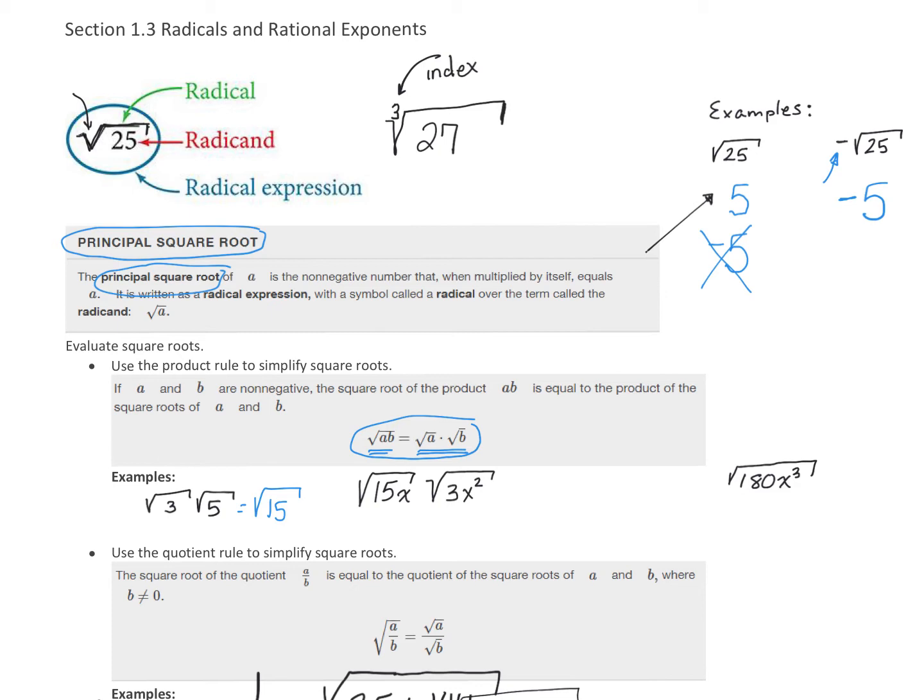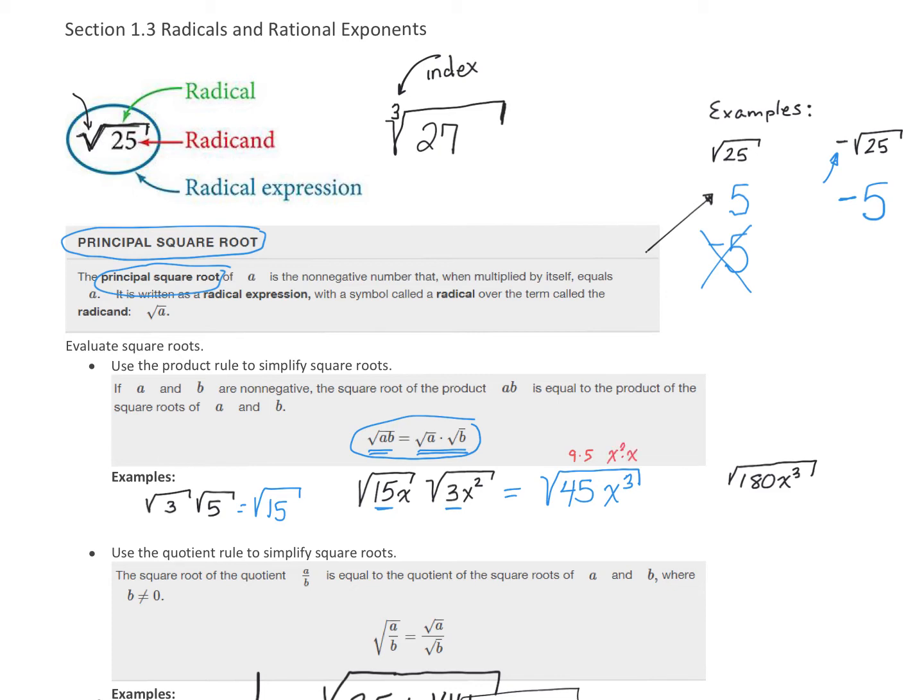For our next example here, we have root 15x times root 3x squared. So we are going to multiply our radicands together and make one big square root. So 15 times 3 is 45, and x times x squared is x cubed. Now, we're going to use the rule in the other way to simplify this. So 45 has a perfect square factor. It's 9 times 5. And this is like an x squared times an x.